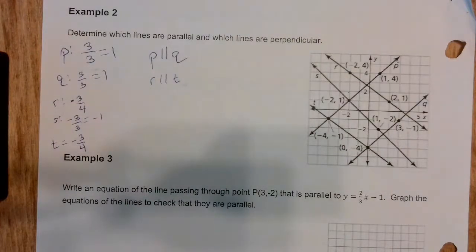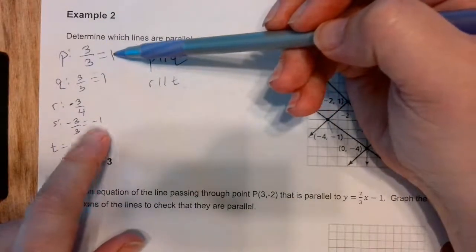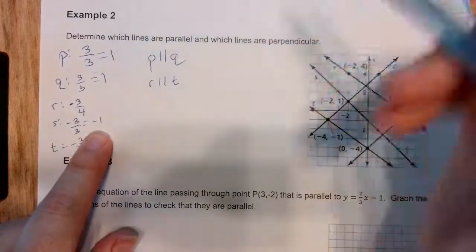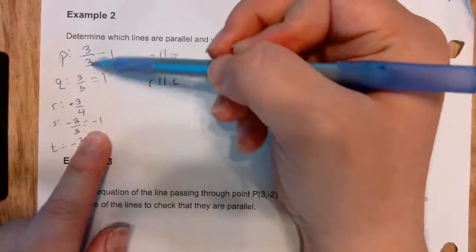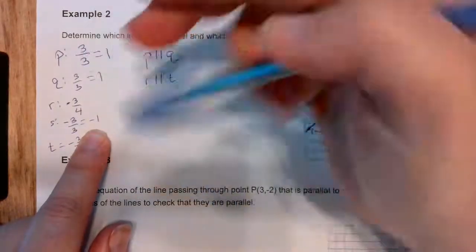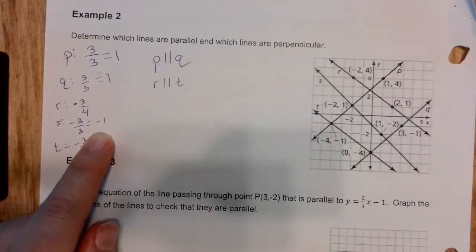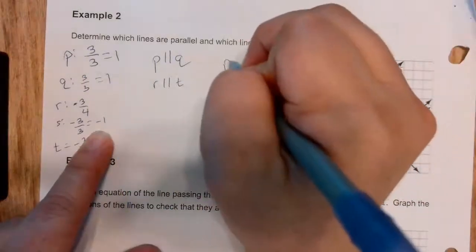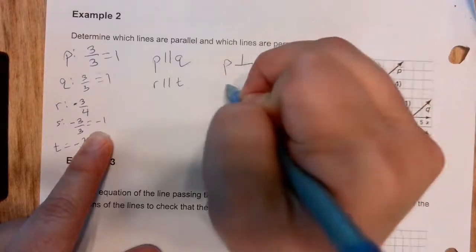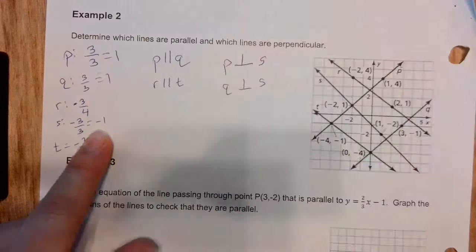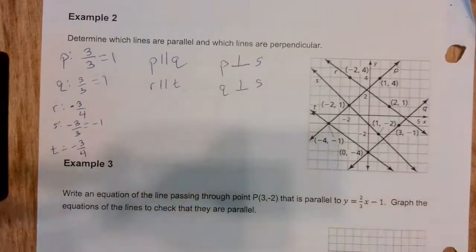Are there any that have opposite reciprocals, where one's positive and one's negative and the number has been flipped? The answer is yes. It's the 1 and the negative 1. If you flip the fraction 3 over 3, you switch the numerator and denominator, flip that fraction over, you still get 3 over 3. So the reciprocal of 1 is just 1. P is perpendicular to S, and Q is perpendicular to S. 1 and negative 1 are opposite reciprocals.